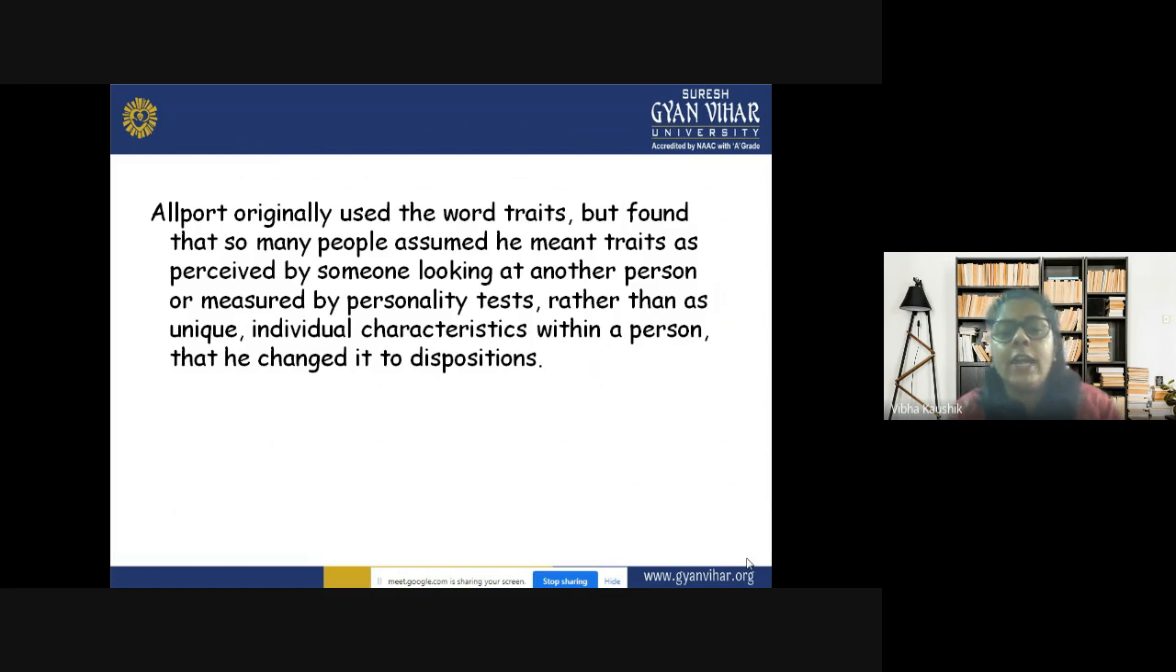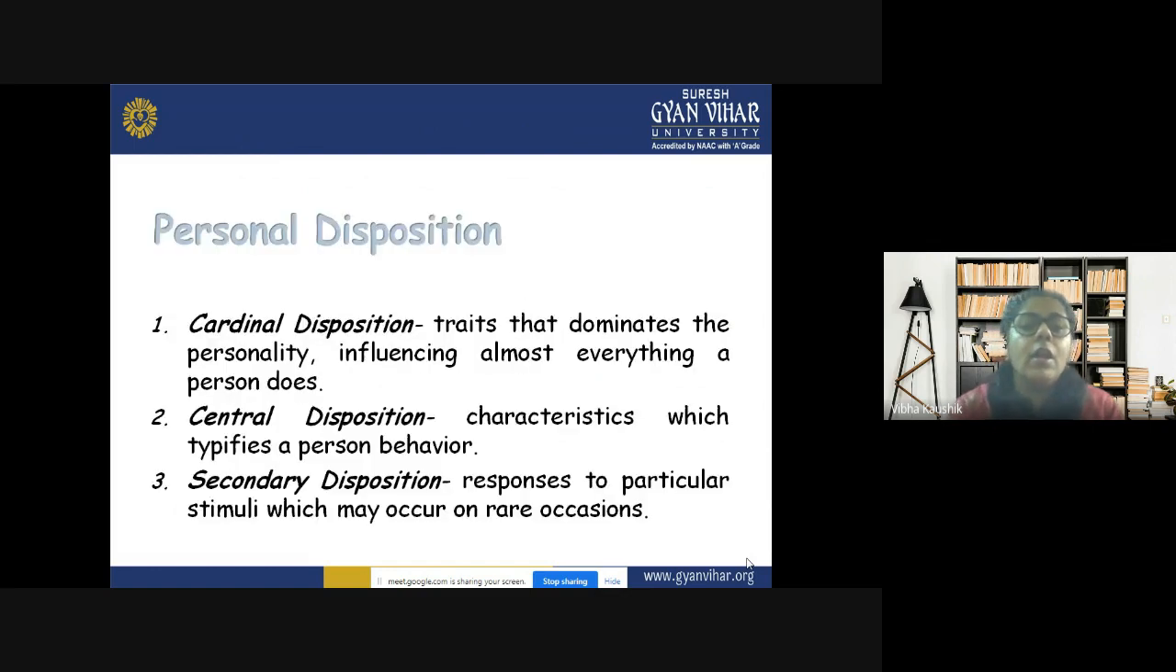What are the different individual characteristics within a particular individual? He changed it to dispositions. Personal dispositions: cardinal disposition, traits that dominate the personality. These cardinal dispositions dominate the personality of a human being, influencing almost everything a person does in his or her life.